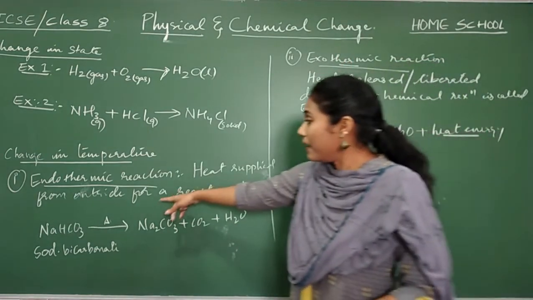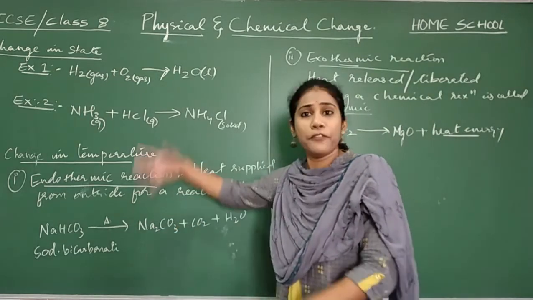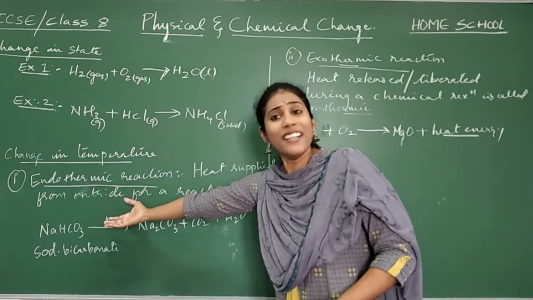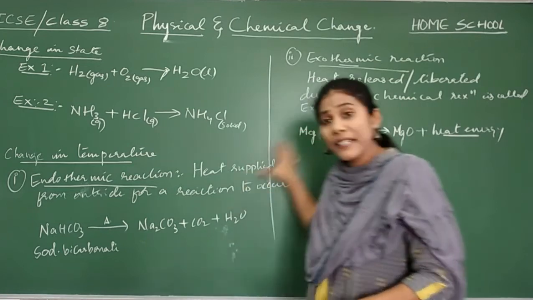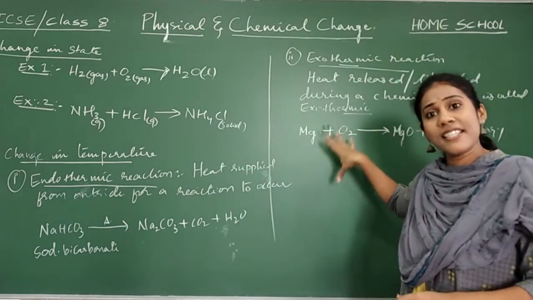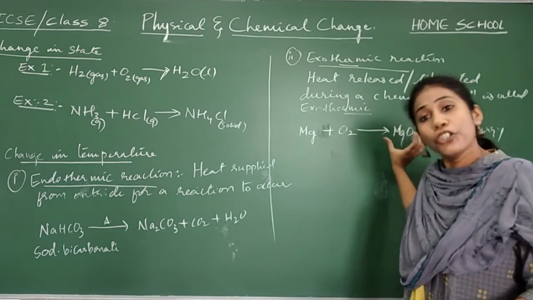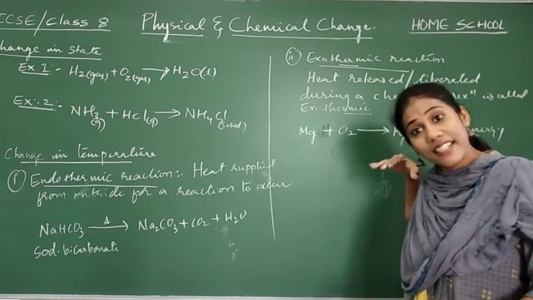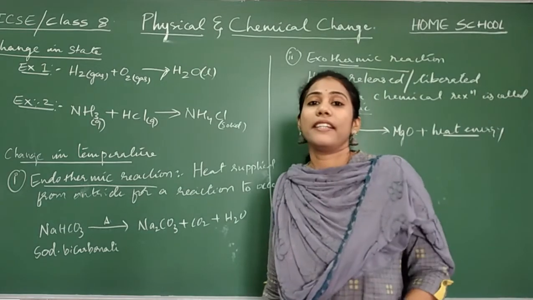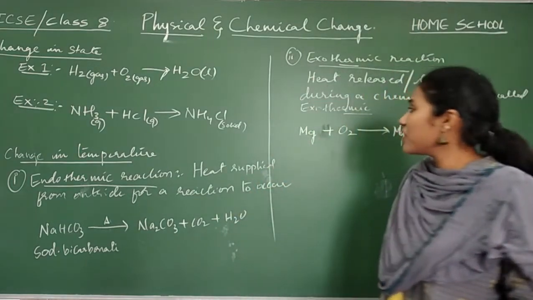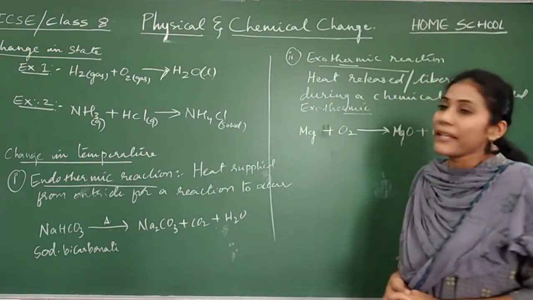And here, purposefully, you are supplying heat from outside. Why? To make a chemical reaction happen. But here the reaction is happening the moment you combine these two. During the reaction, heat is getting liberated outside automatically. Such a reaction is called an exothermic reaction.